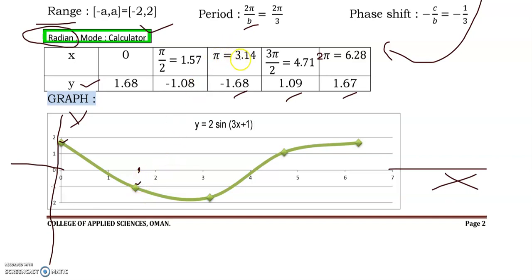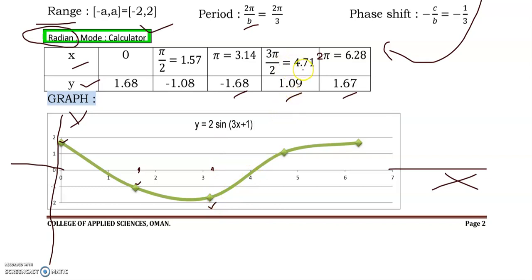Now pi is 3.14. That is x. X is 3.14. Y is minus 1.68. So approximately here x is 3.14, and y is minus 1.68.